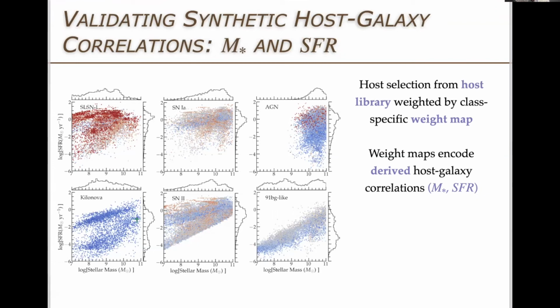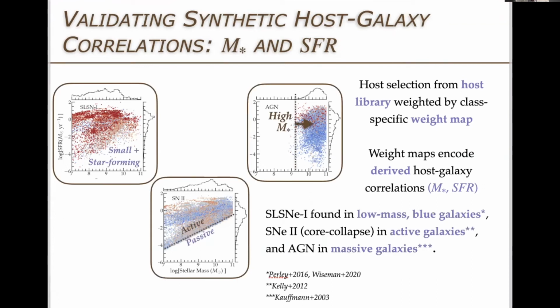And we can also go through and look for specific correlations from literature and see whether we see the same properties in our synthetic sample. So if we just highlight these 3 classes here, we see a few prominent features. Hydrogen poor superluminous supernovae are shifted toward low mass galaxies and highly star forming galaxies. There are a couple of different studies that back this up. Core collapse events find a preference for active galaxies relative to passive ones, and AGN preferentially occur in massive galaxies. These are all correlations that now exist in the Scotch catalog.